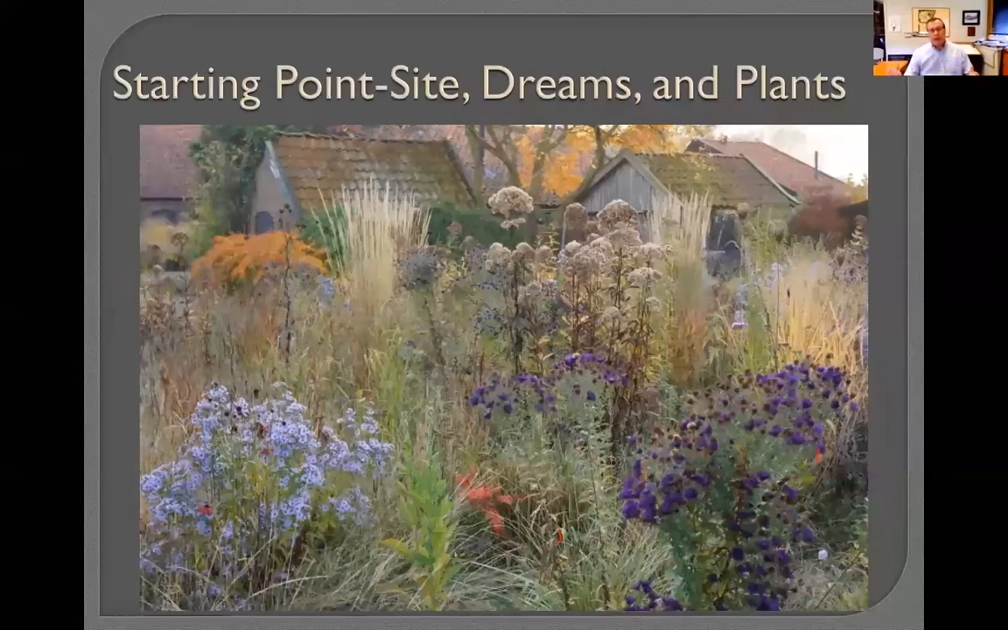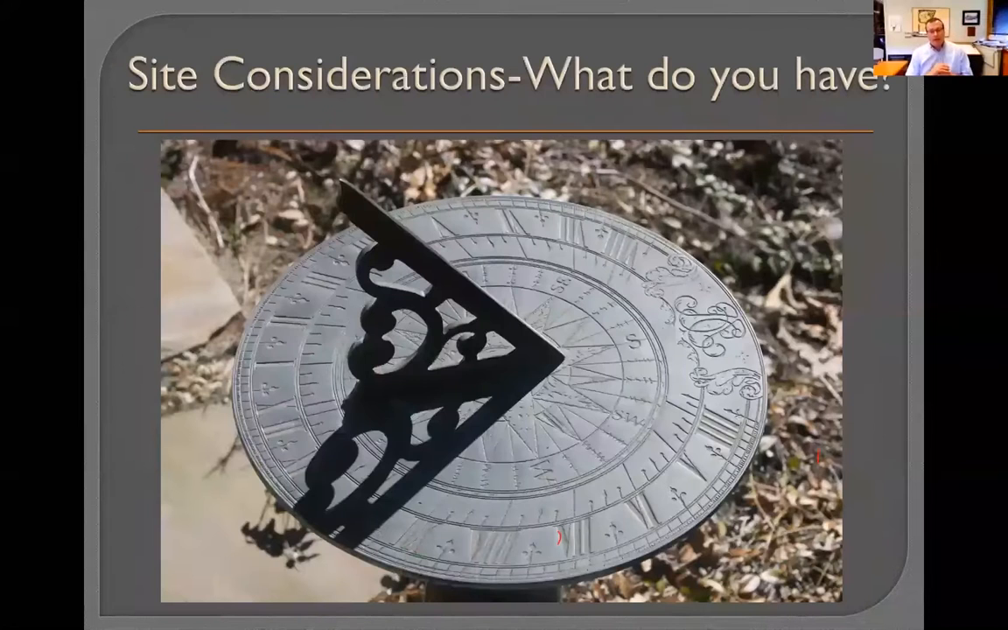So let's get started. A starting point, we need to analyze the site, think about how you want to utilize this space, and what plants you want to incorporate or put into your design. So, site considerations. This is a really key point, and if you don't hear anything that I say other than this, match the plants up with the site, but you have to become familiar with the site in order to make that happen. So look at your area.